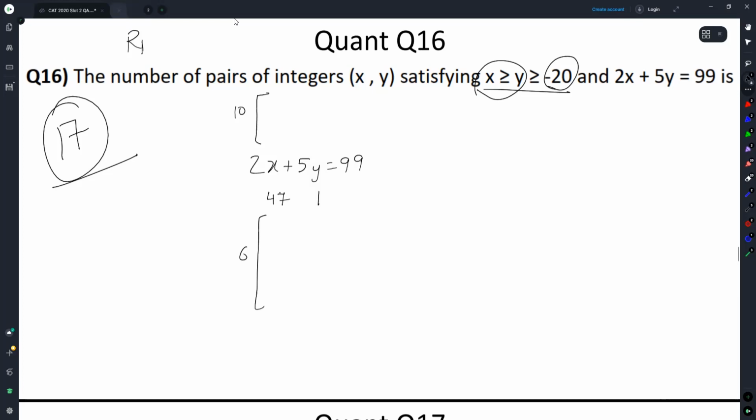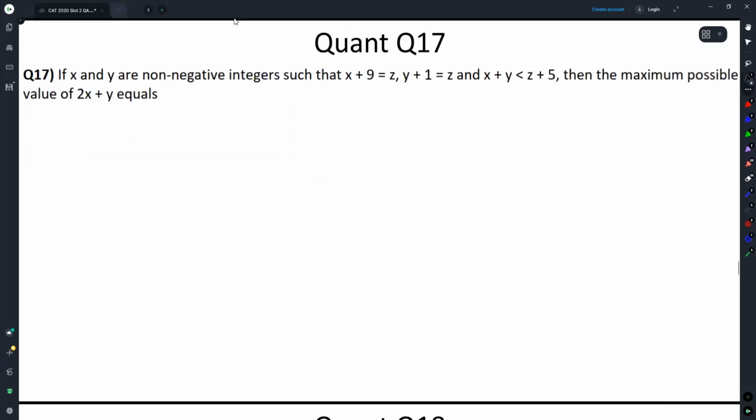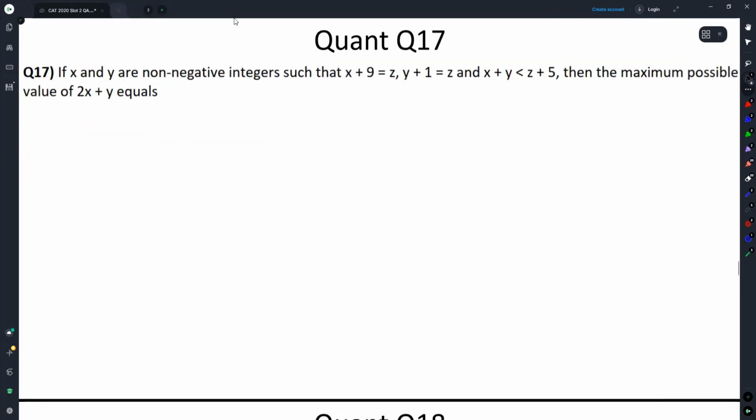Let's move. If x and y are non-negative integers such that x plus 9 is equal to z, y plus 1 is equal to z, and x plus y is less than z plus 5, then the maximum possible value of 2x plus y equals.